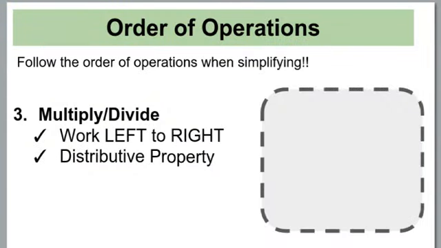Next up is multiplication and division. We know that we work left to right. That's the big one. But I want you to realize that the distributive property that we've been doing falls under the multiply and divide section of the order of operations. Because if you think about it, when you distribute a number, you end up multiplying that number, right? Here's what I mean.